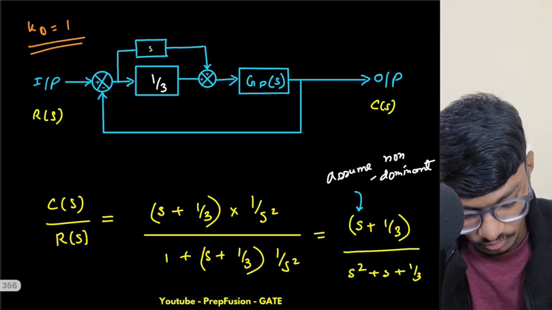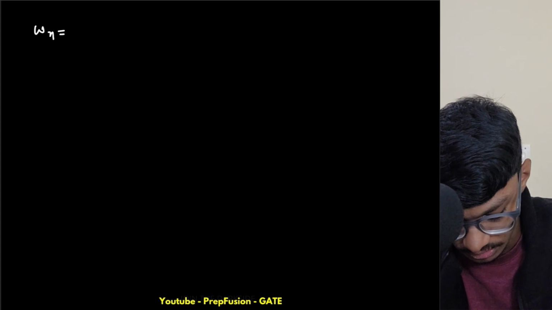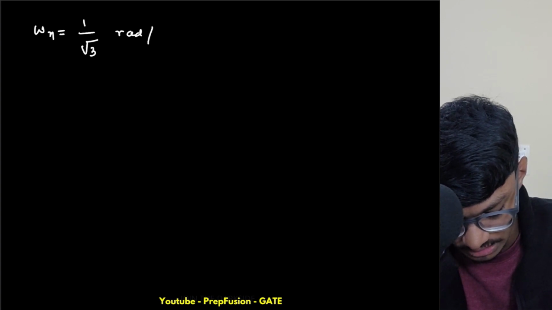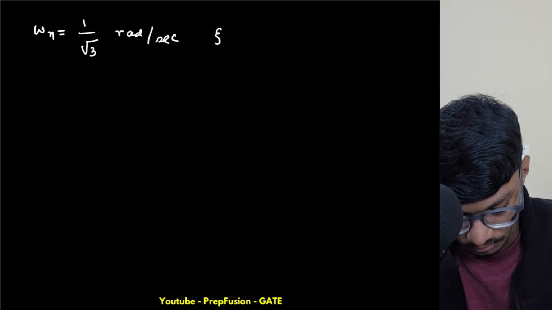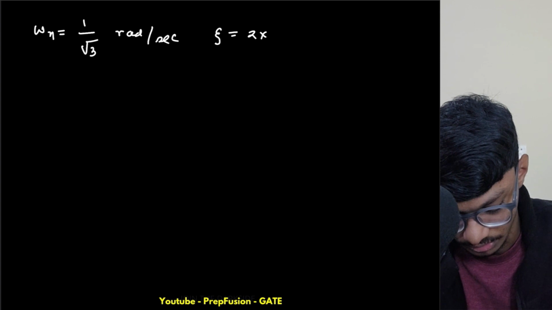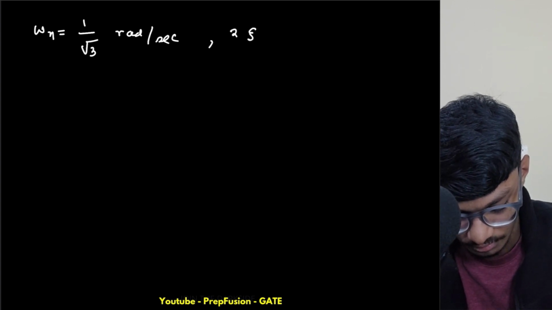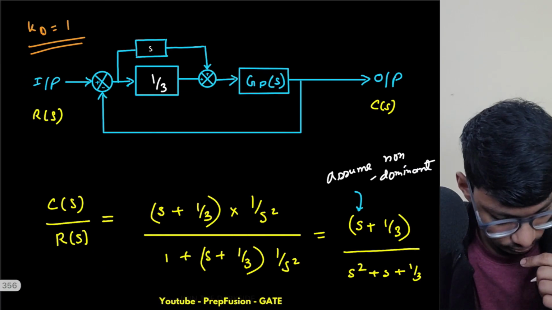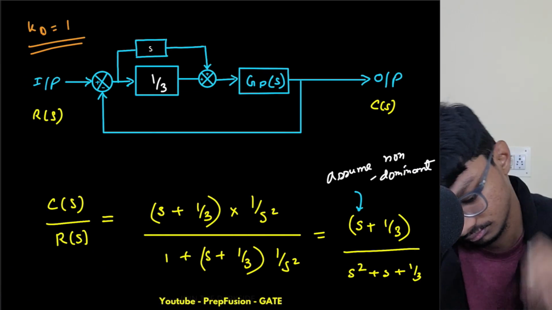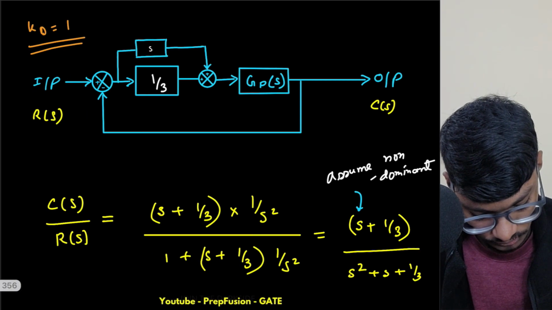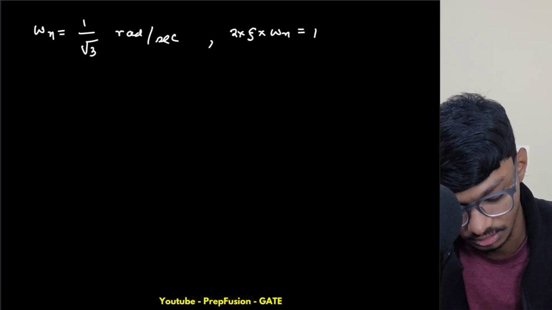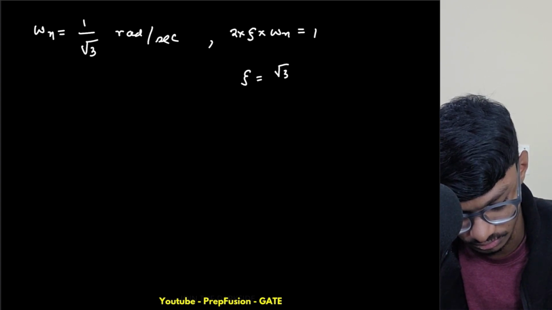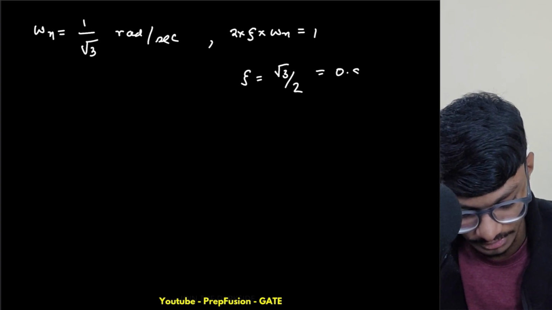Okay, so now what is my omega n? Omega n is still 1 by under root 3. But what is my zeta? Two zeta omega n is 1, so zeta equals root 3 by 2. So it is 0.866.